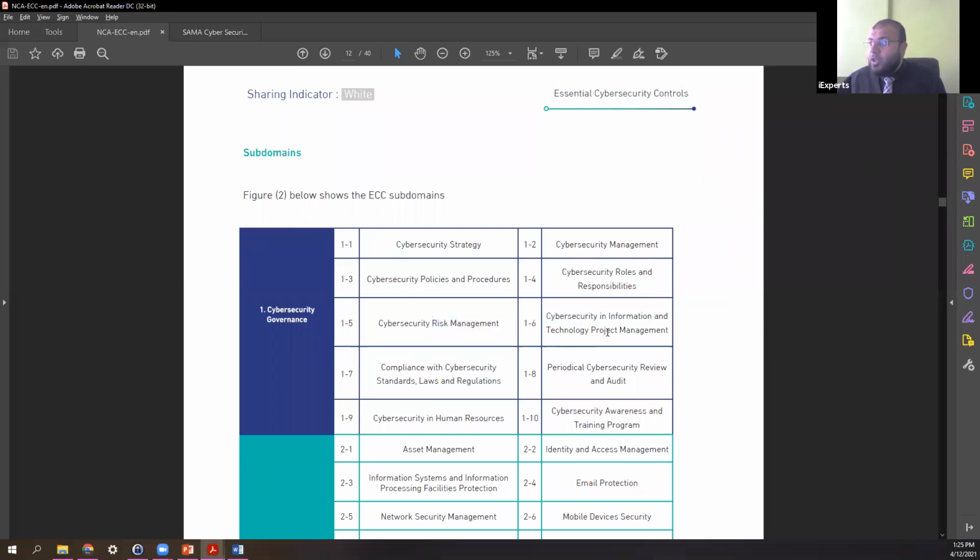Cybersecurity and information technology project management must be involved. Periodic audit. We remember, Ahmed, that you said that in the operation, how you can operate the audit, that's correct? In the operation, domain number 3 in SAMA. But at the governance level, I have to set how frequently the audit must take place. And the cybersecurity review, compliance with cybersecurity standards, laws, regulation, human resources.